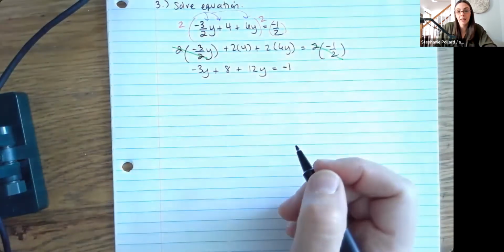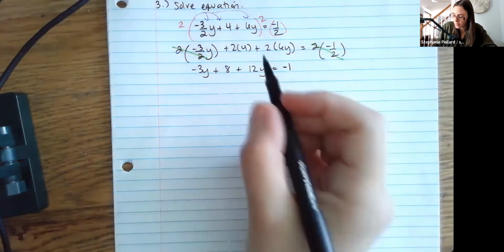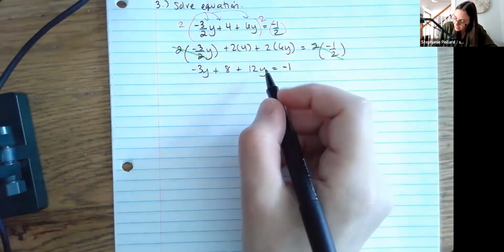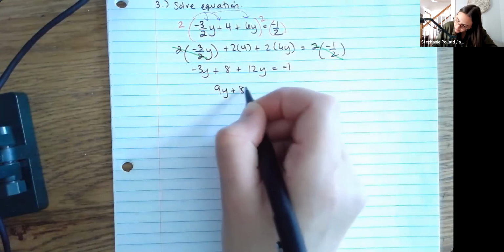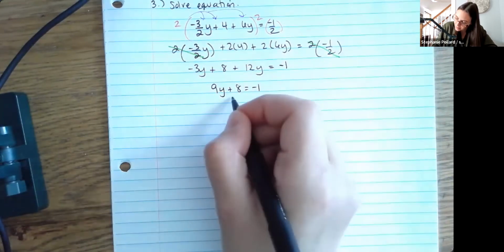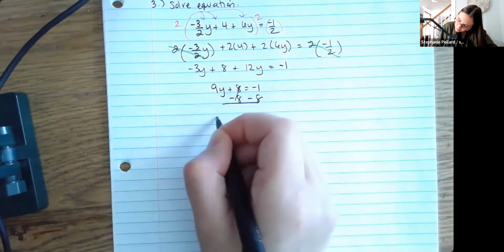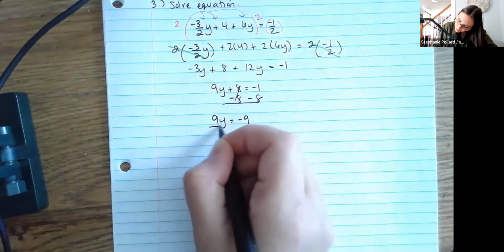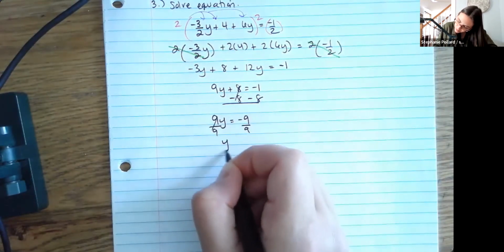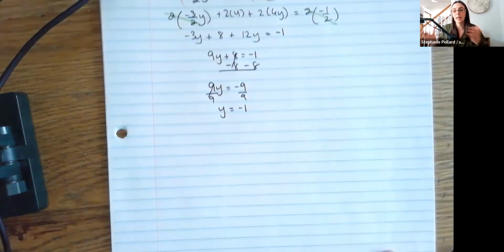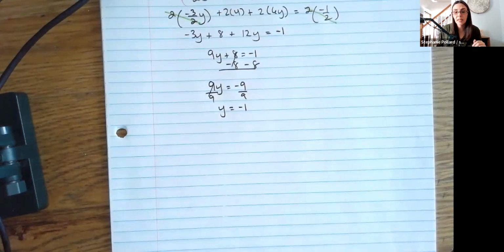I'm going to keep combining like terms here. So on the left, I have 9y plus 8 equals -1. I'm going to subtract 8 from both sides, and then I divide by 9, and I have y equals -1. Now, you don't always get a nice answer here, but we did in this case. So that's really good to see.